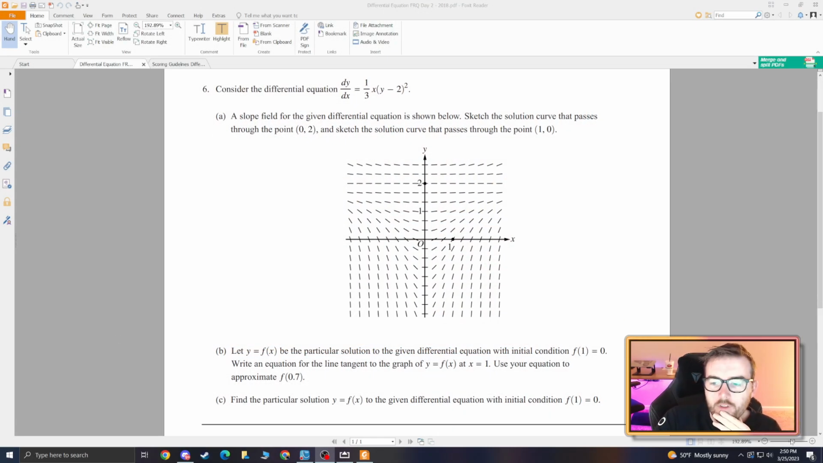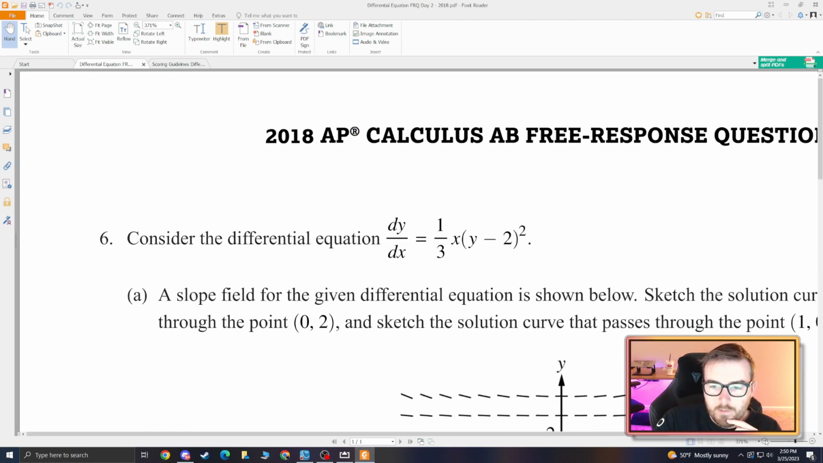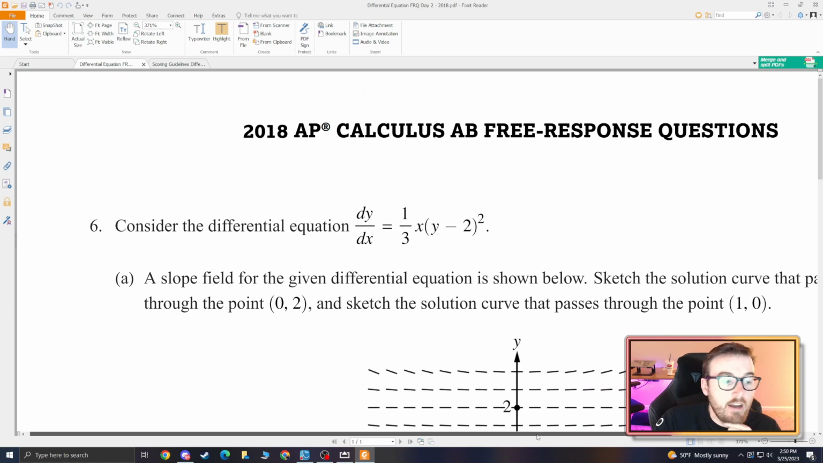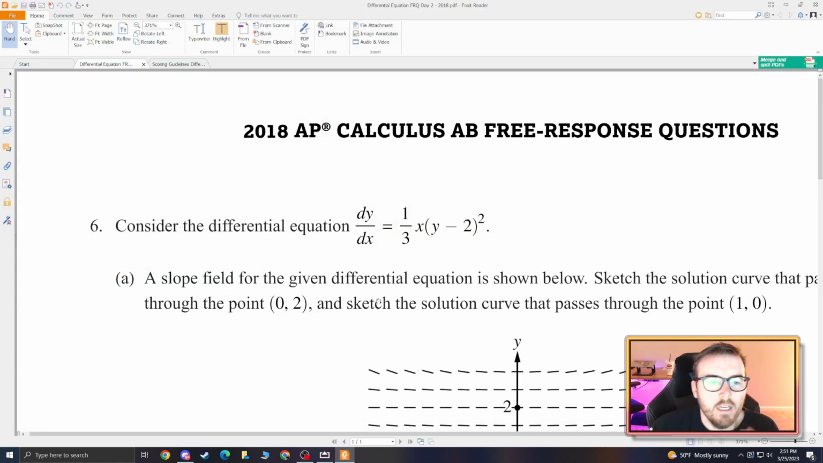Calculus. All right, so we're looking at question number 6 from the 2018 exam, a non-calculator question. With that being said, let me close my calculator. We don't want it. Get out of my face.